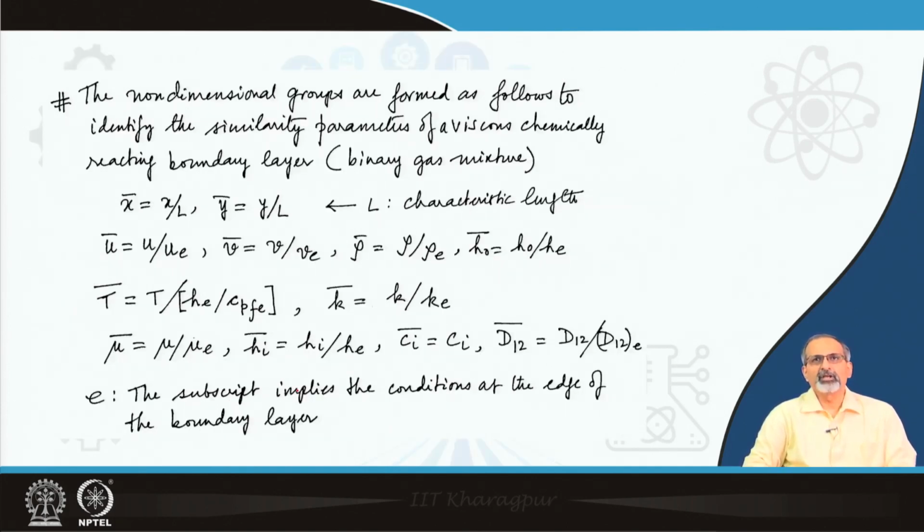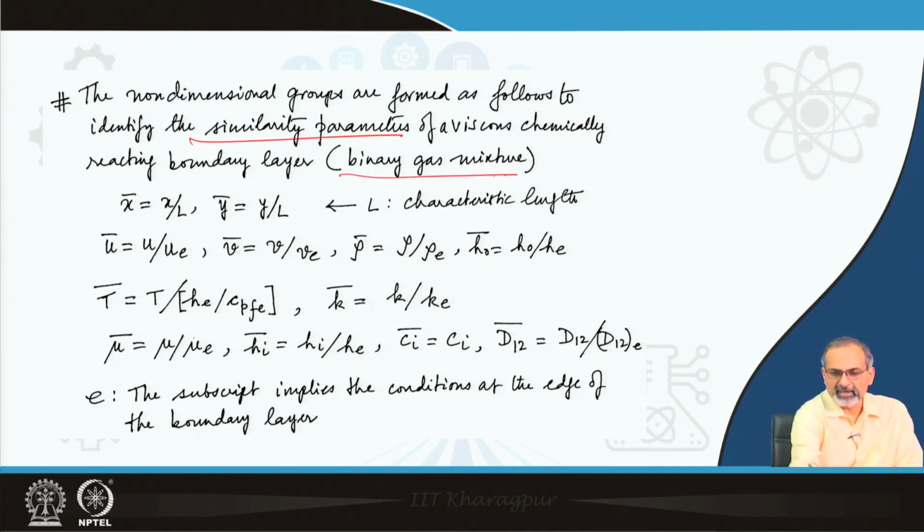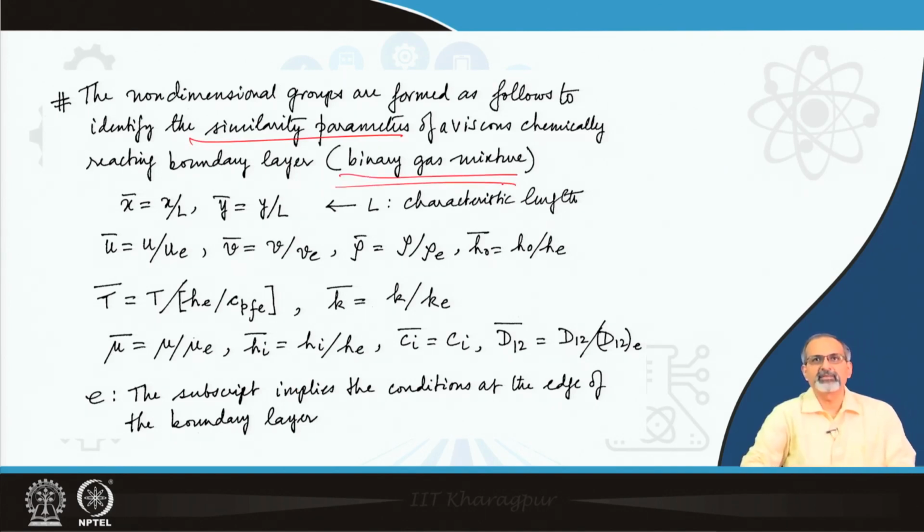The non-dimensional groups are formed as follows to identify the similarity parameters of a viscous chemically reacting boundary layer, which of course over here has been considered as a binary gas mixture. And you recall that similar practice was taken for non-reacting compressible boundary layer earlier. However, some of the things over here are additional. For example, this was not there in the earlier case.